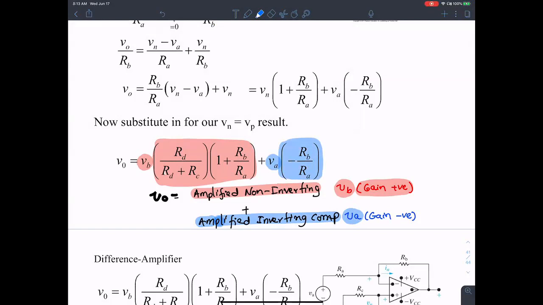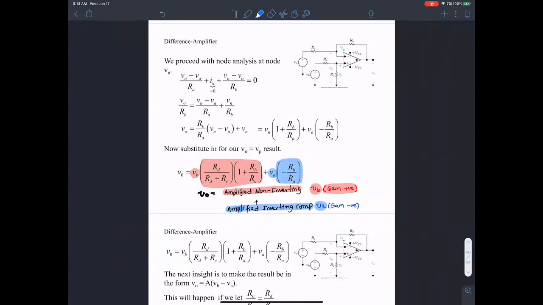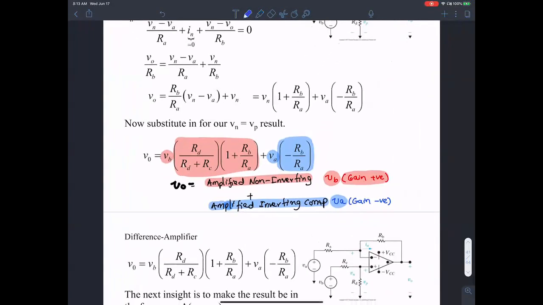So that's the idea of a difference amplifier. It is called a difference amplifier because if you think about it, VB is multiplied by some positive gain and VA is multiplied by some negative gain. So more or less it's a weighted difference. Just like we had a weighted sum earlier in a summing amplifier, here we have a weighted difference. Hence the name difference amplifier. Let's see if we can analyze this circuit now.